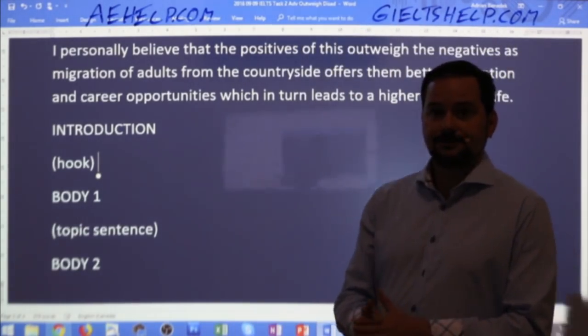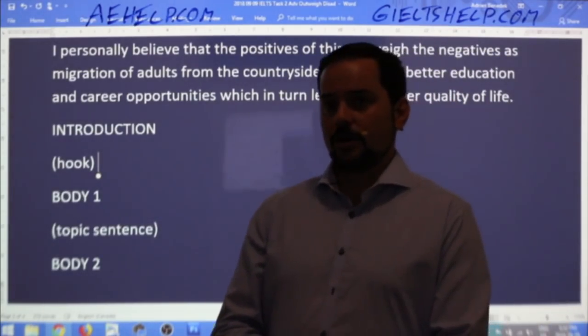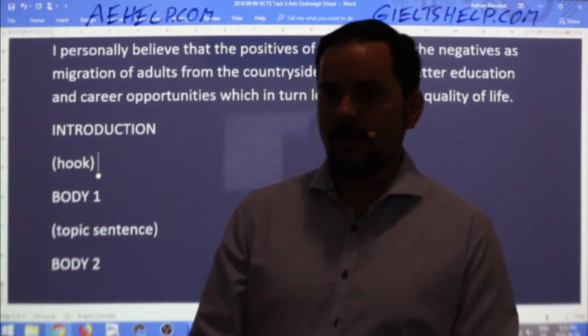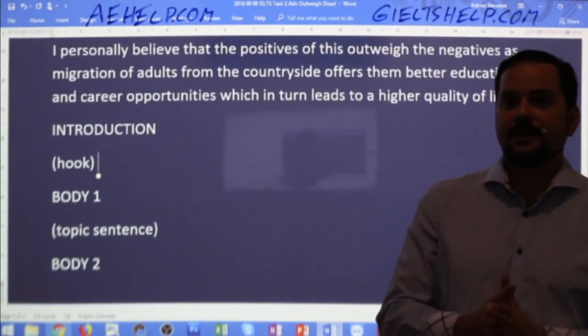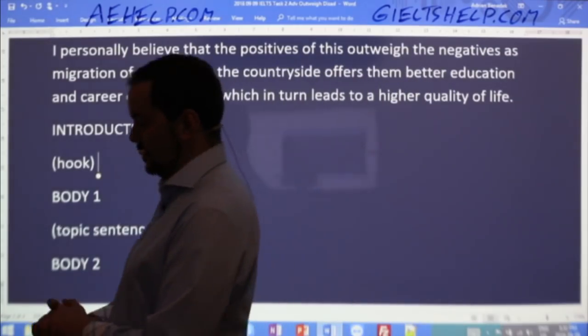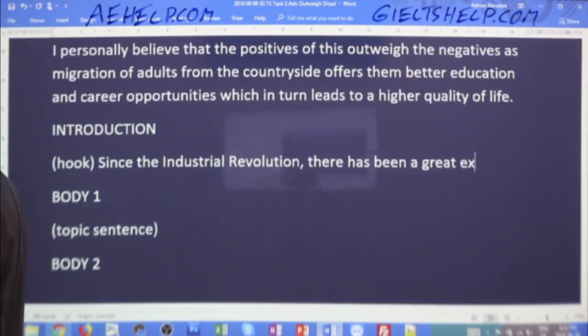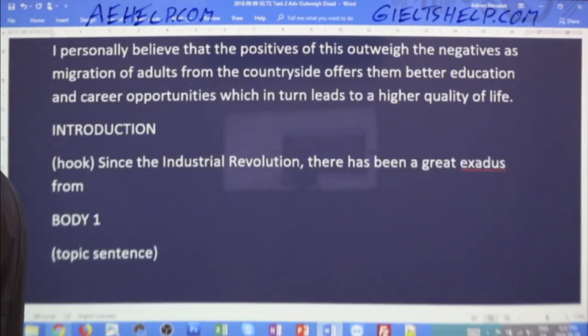So what is a good hook here? What would be a great hook for this question? I think a couple of you are probably already pondering on this. Let's see if yours ends up being somewhat similar to mine. Since the industrial, now you have to use a capital here because it's the name of a time period. So since the Industrial Revolution, there has been a great exodus from rural to urban areas. Okay?